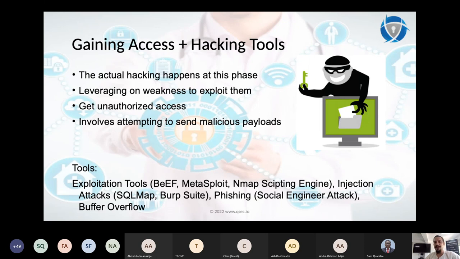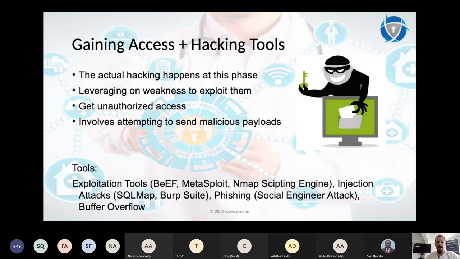If you have admin rights as a hacker, the first thing they try to do probably is deploy some exploits, some ransomware, infect the machine, take the files out. So basically, they do this by leveraging the weakness of the devices. And of course, this whole access is unauthorized because you never ask for any authorization from the company. You never ask for any consent. And it, of course, involves attempting to send malicious payloads to these devices.